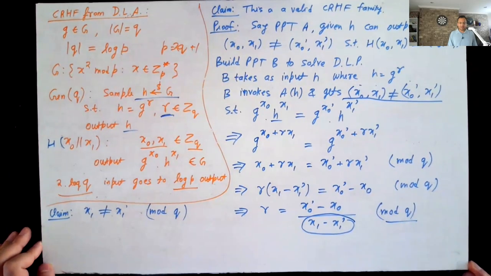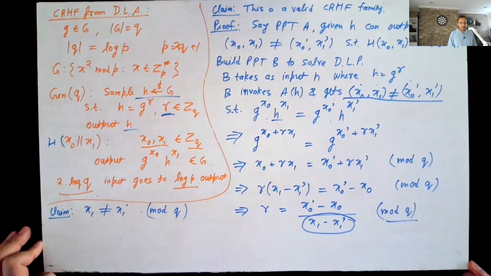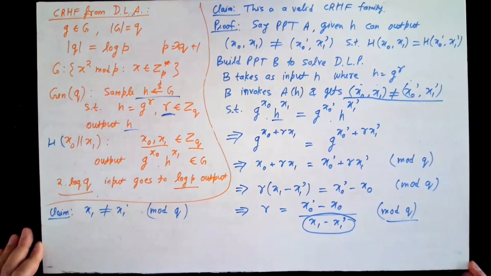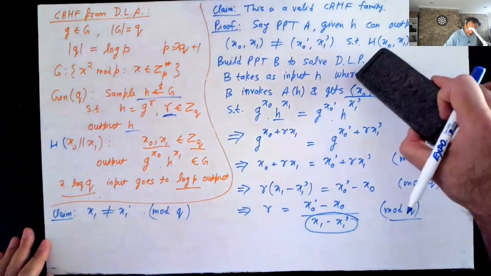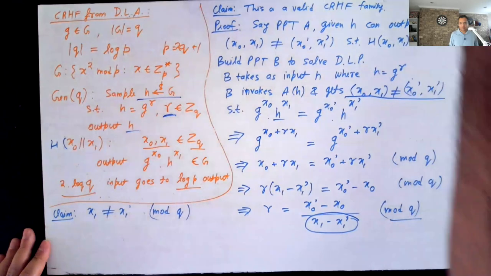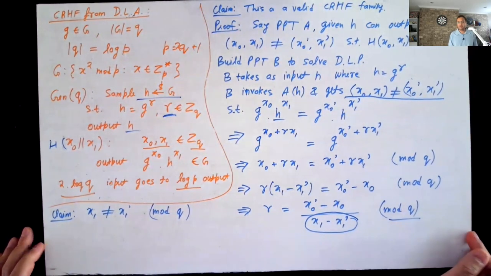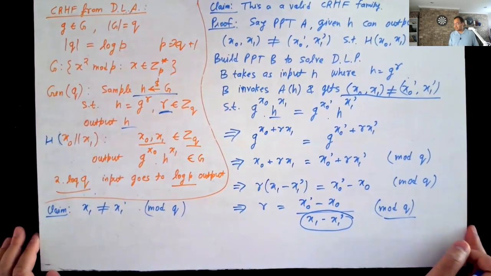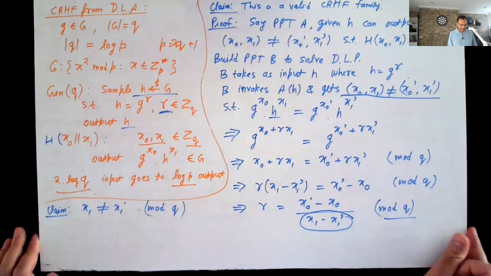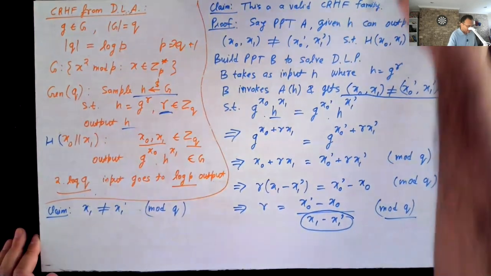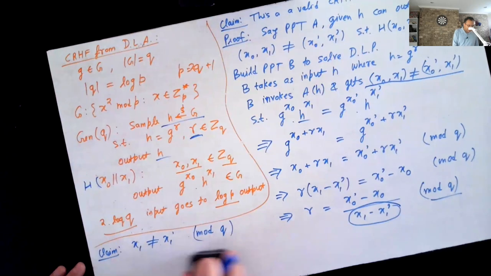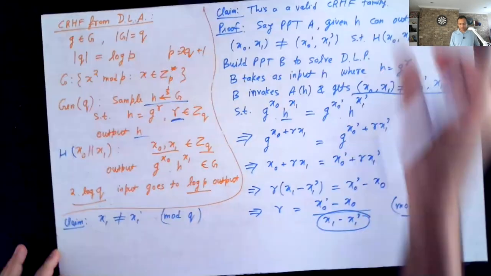Okay, so the adversary is a PPT adversary. The only guarantee that you have about this adversary is that it gives you one collision. And maybe the adversary carefully chooses the collision to make sure that B fails. So even though there might exist many other collisions, we don't have access to those collisions in polynomial time.